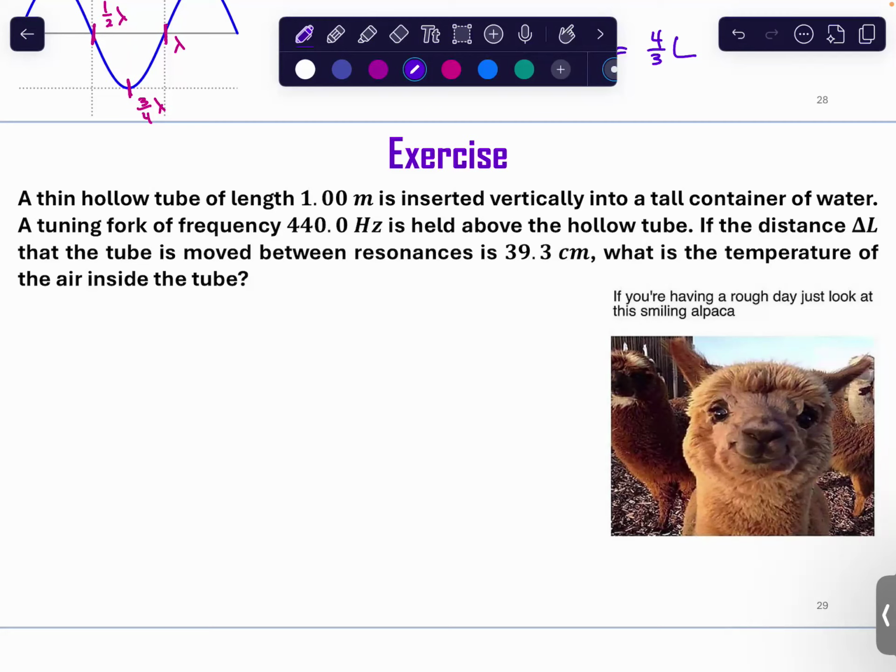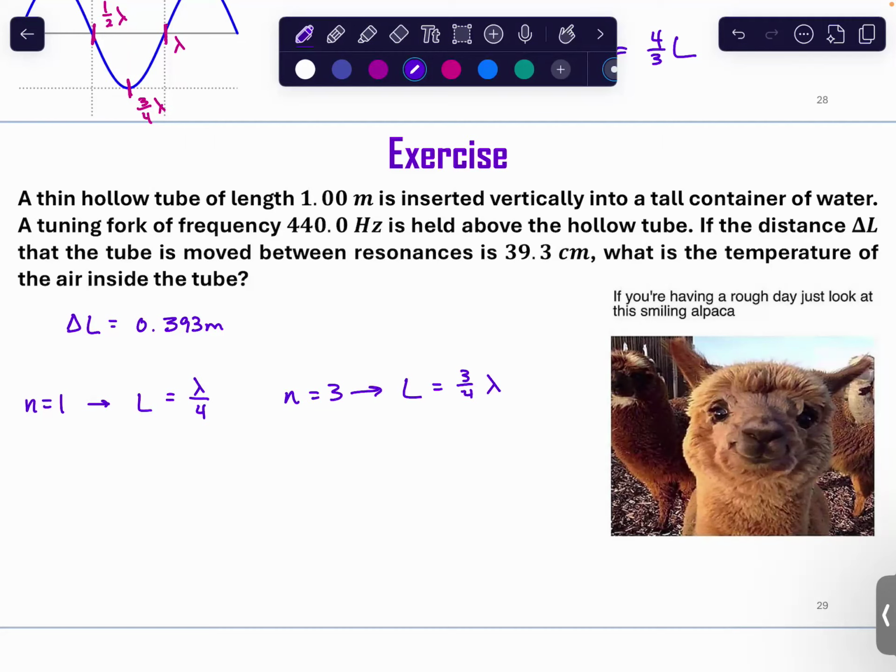So there's a couple of things we have to figure out here. We need to know the distance between each resonance. How much of the wavelength? Well, my delta L is 0.393 meters. So let's just take a look. For n equals 1, you remember that L is lambda over 4. For n equals 3, L is 3 lambda over 4.